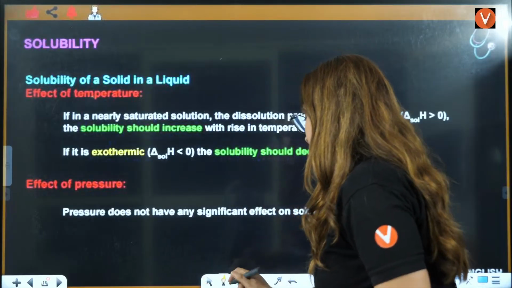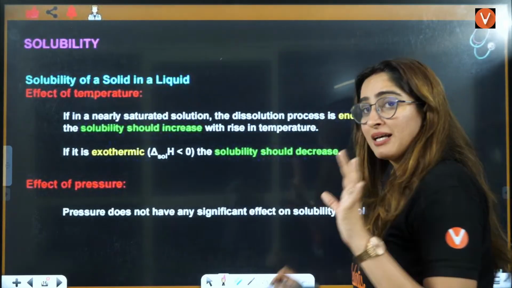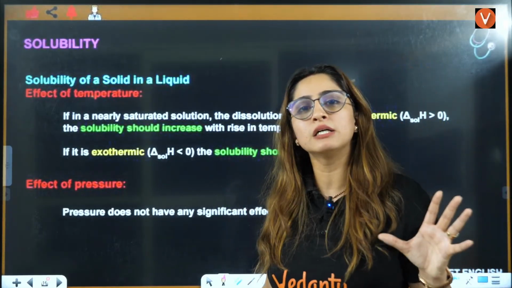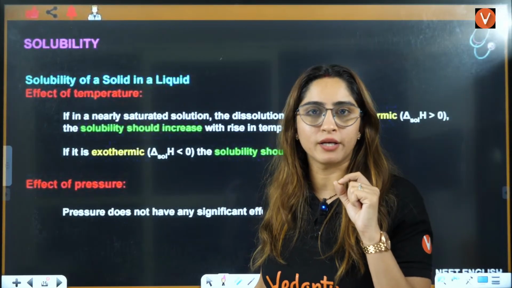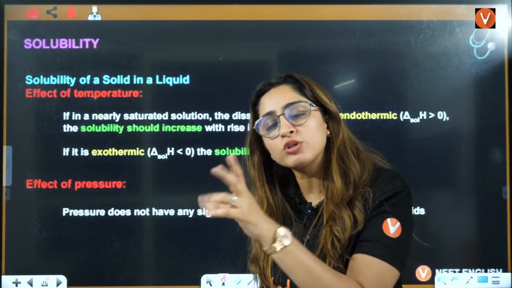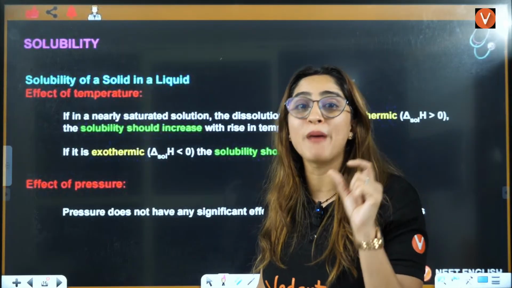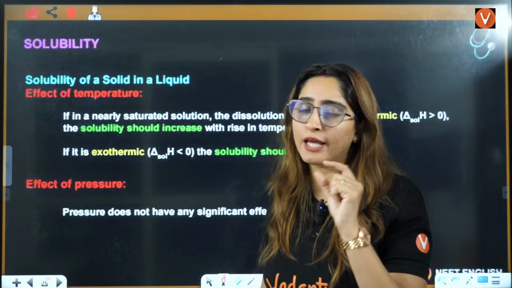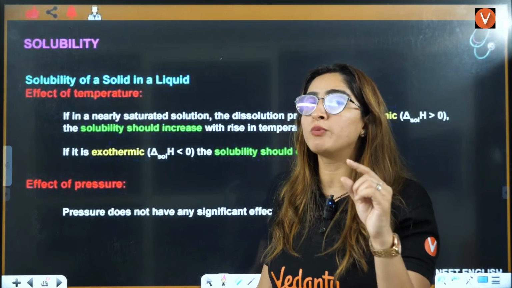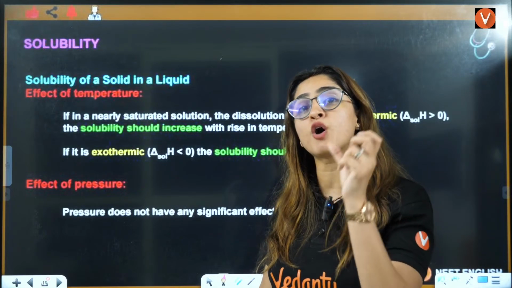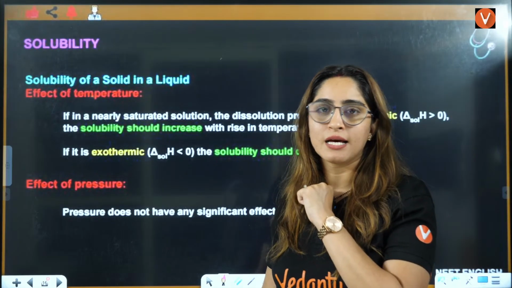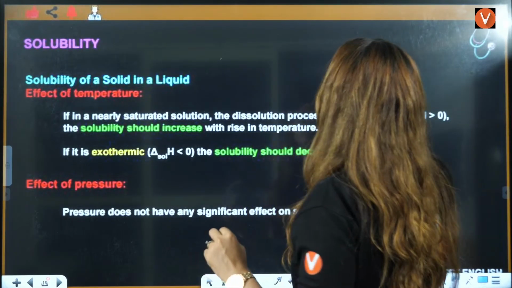But here is a very important point. That also depends upon the process that you are doing. Is it an exothermic process? Is it an endothermic process? That also depends on that particular thing. You can't blindly say solubility will increase or decrease in the case of solids in liquids, right? How many of you know this?